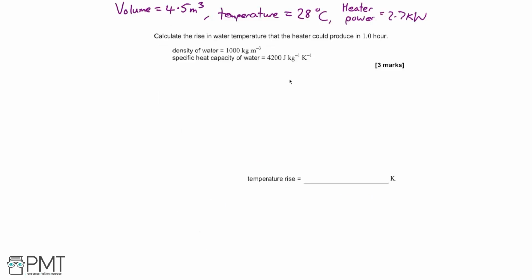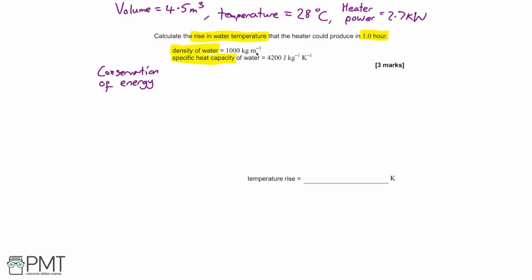Using this information, the question wants us to calculate the rise in water temperature that the heater could produce in 1 hour. And we've been given the density of water, and we've been given the specific heat capacity of water. In order to do this question, we need to use the fact that energy is conserved. So all the energy from the heater goes into the water. We are allowed to assume that all the energy stays in the water because we're told that the water is perfectly insulated from the surroundings.